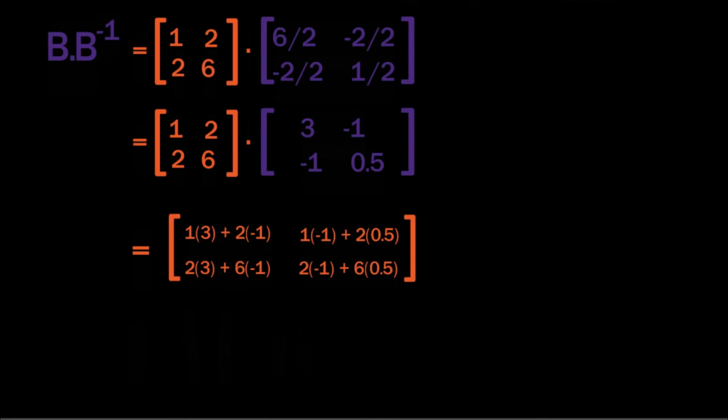So what you'll get is you will get 3 minus 2, which is 1, and negative 1 plus 1 is 0. 2 multiplied with 3 is 6, minus 6 is 0. 2 multiplied with negative 1 is negative 2, plus 6 multiplied with 0.5 is 3, so you will get 1 as the answer. So this is also an identity matrix.